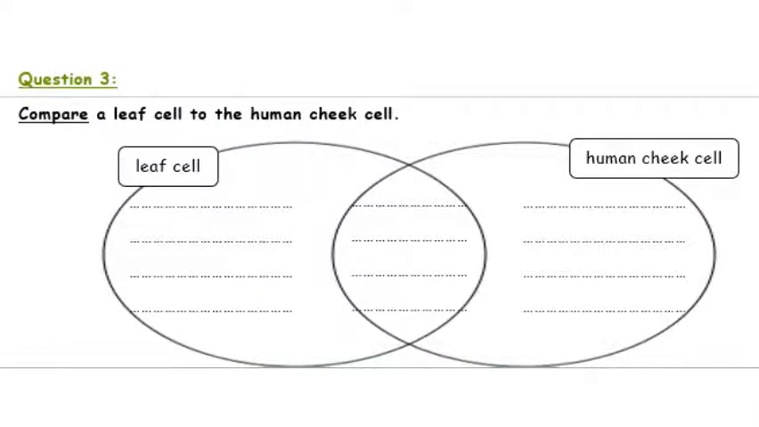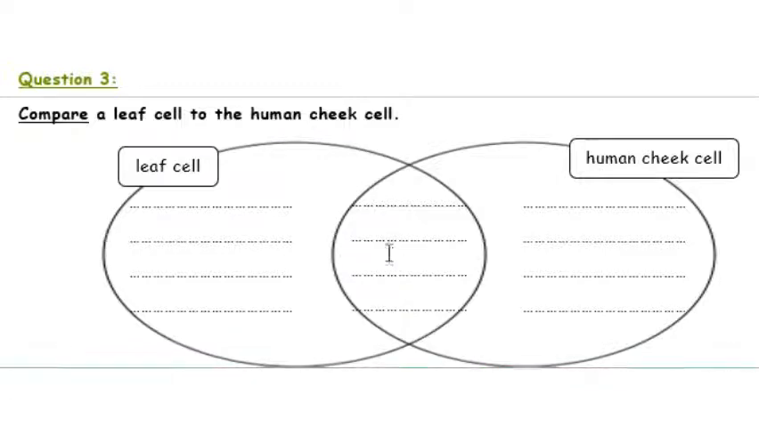Let's now fill in the Venn diagram comparing a leaf cell, which is a plant cell, to the human cheek cell. As you know, people are considered animals. So we have animal cells while plants have plant cells. So what are the similarities and the differences between a plant cell and a human cell?